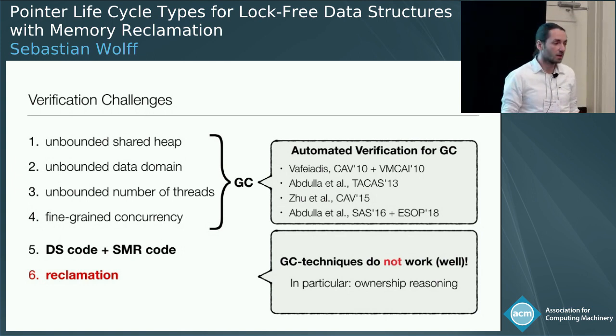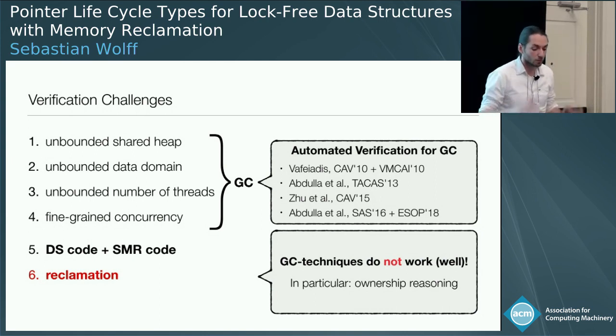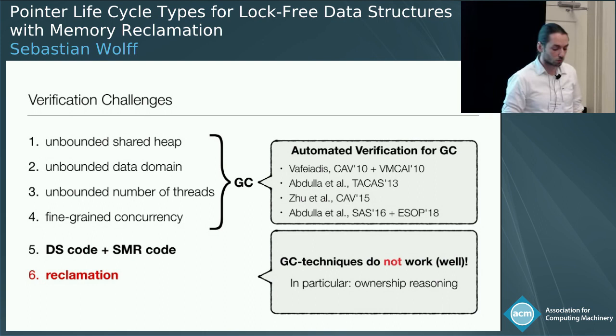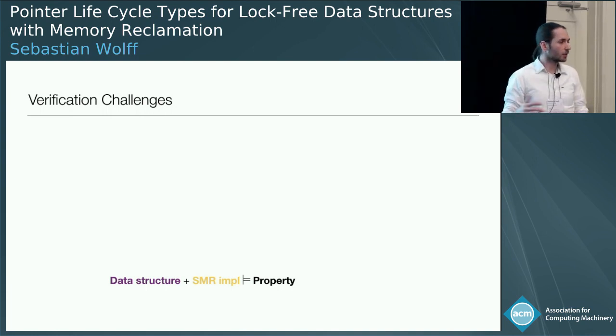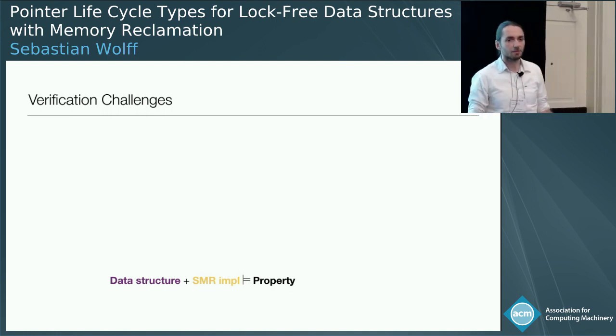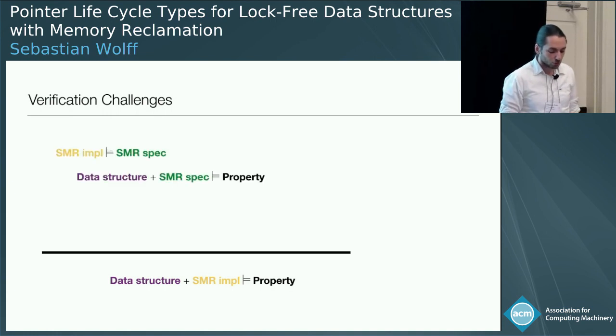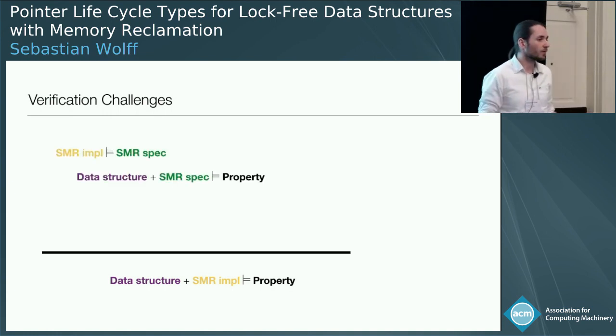In particular, ownership reasoning completely breaks when we face reclamation, and all of the techniques that are used on a GC, to my knowledge, heavily rely on ownership reasoning. So how do we verify those programs nevertheless? How do we establish that the data structure together with the SMR implementation satisfies some property like linearizability, for example? The first thing that we can do is compositional verification.